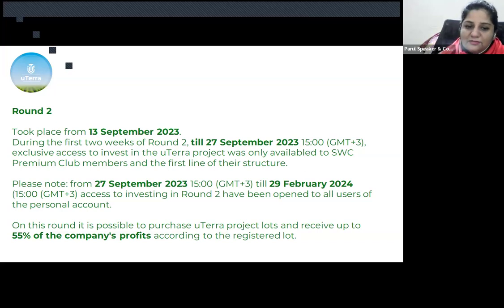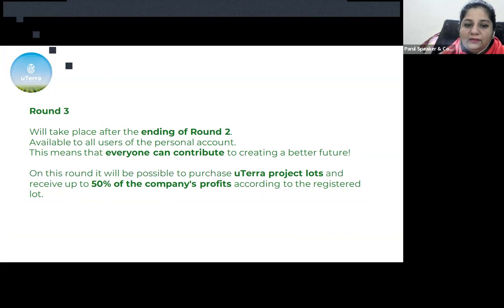And if you don't buy the package in round two, what will be? Then if you go for round three, on this round, it will be possible to purchase uTerra project lots and receive up to 50% of the company's profit. So the 5% will be less in round three. I did my level best to give you all the answers. If you have any query, you can ask in the chat or in the comment section also, and you can go for round two, because round three will come when round two ends and it's still going on. Right. So in round two and round three, everybody can contribute to creating a better future.